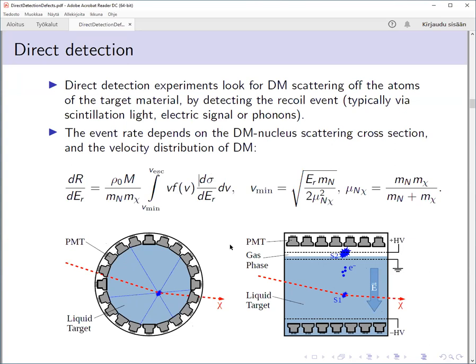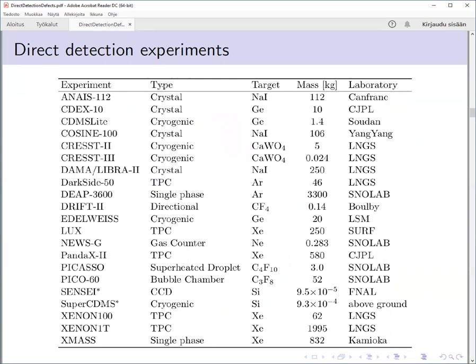Okay, now you have multiple experiments like this. This is a partial list of all the experiments that are running currently or have been conducted using different elements as the target material. There are solid state targets like germanium or sodium iodide, and then there are liquid noble gas experiments like xenon or argon, or there are even some gaseous experiments like bubble chambers.